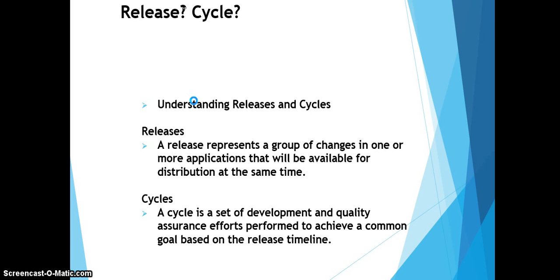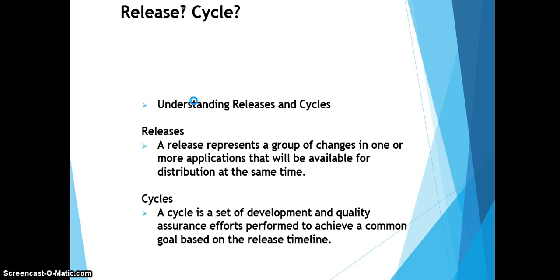Therefore, it's not possible to test everything and get completely bug free in the first shot. So you have multiple cycles. So a cycle is a set of development and quality assurance efforts, and this is done to achieve a goal which is good quality, and it's all defined within the parameters of the release timeline, right.